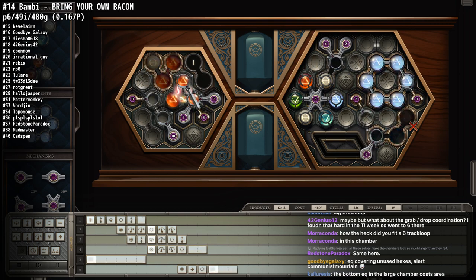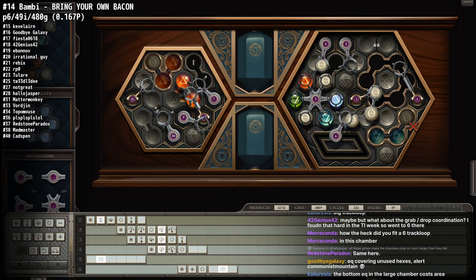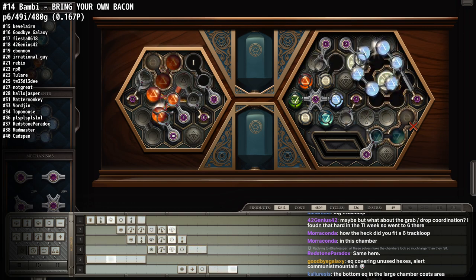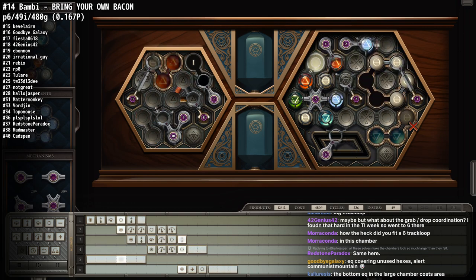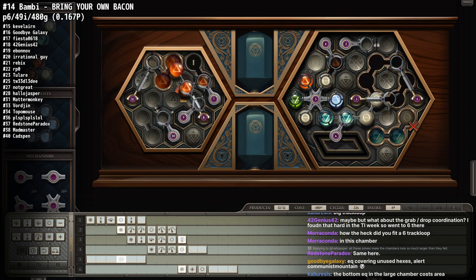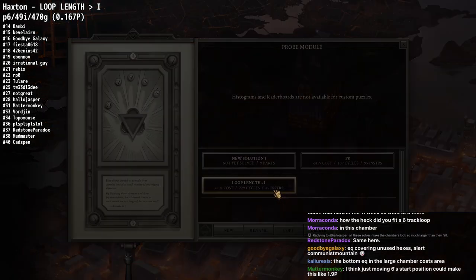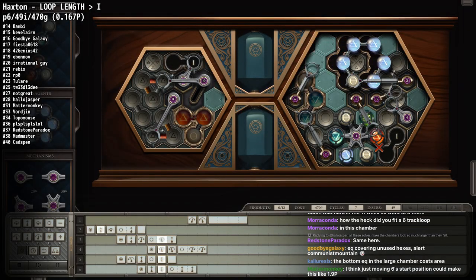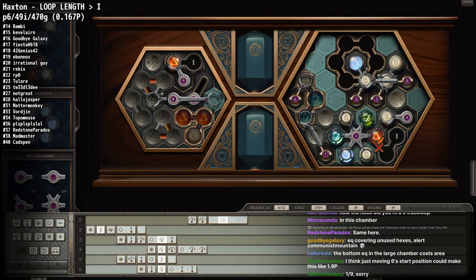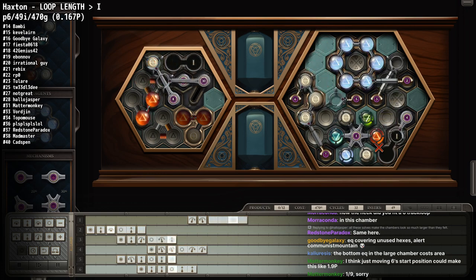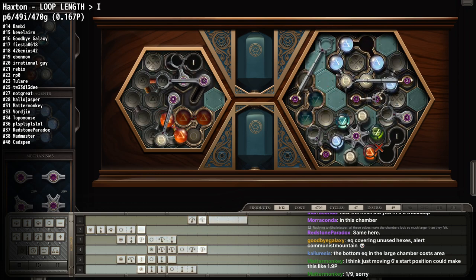Oh no, communist mountain shambles. Okay, so this one is a tie in primary and secondary and, holy shit, 10G off the tertiary. This is the playtest solve. 10G off the tertiary. I can't believe it. I bet it's a calcium. Non-scoring. Yeah, non-scoring from Haxton.